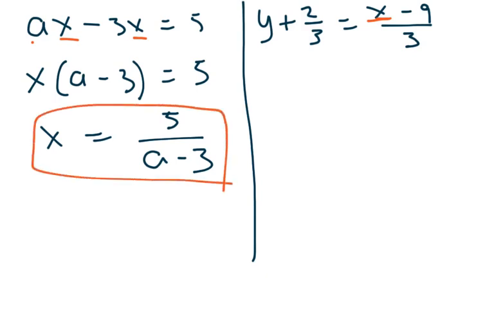Let's have a look at this one over here. y plus 2/3 is equal to x minus 9 divided by 3. Okay, now I need to get x on its own. So the first thing I'm going to do is multiply both sides by 3. So that's going to give me 3y plus 3 multiplied by this here, 3 multiplied by this here. The 3 multiplies by the 2, 3 2's is 6. 6 divided by 3 is 2. And that's equal to x minus 9.